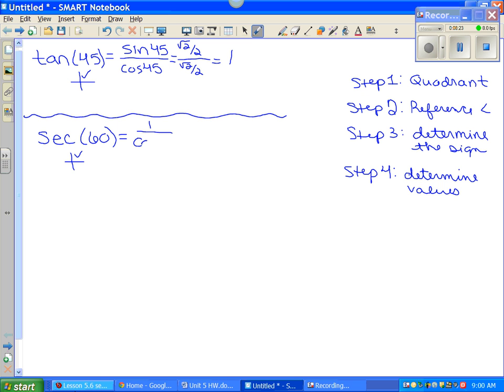We know that this is the same exact thing. We know that, okay? What's cosine at 60 degrees? 1/2. So we get 1 over 1/2. All I have to do to solve this is flip it. Take the reciprocal of the denominator. What's the reciprocal of 1/2? 2. Done.